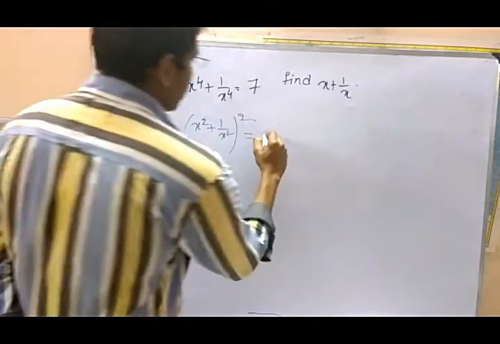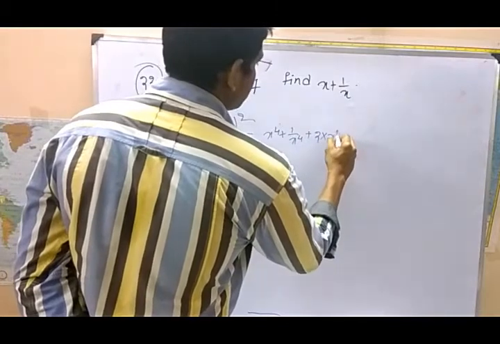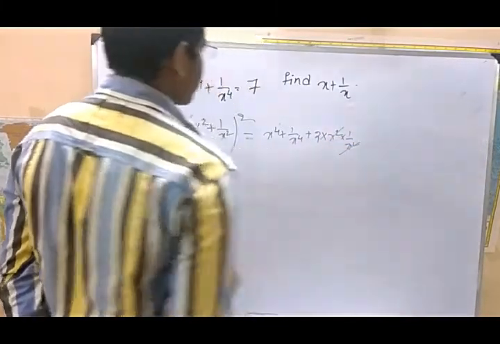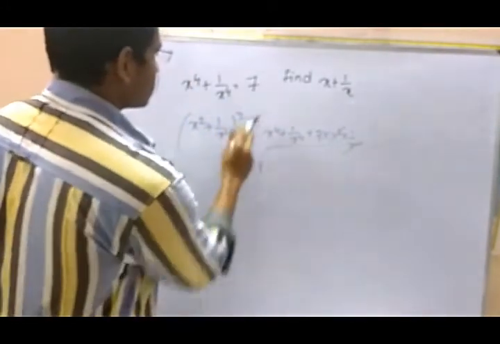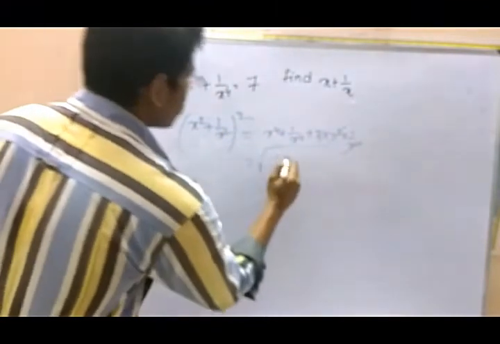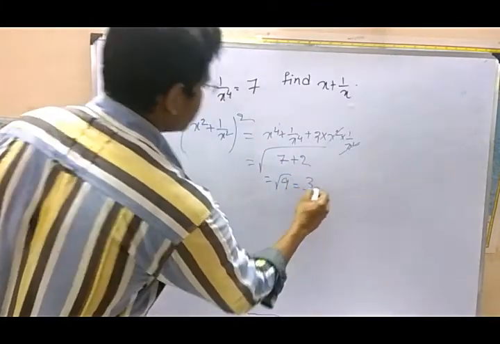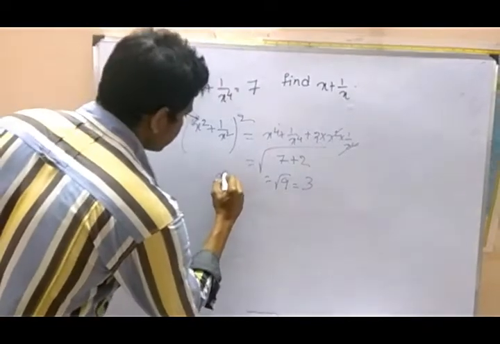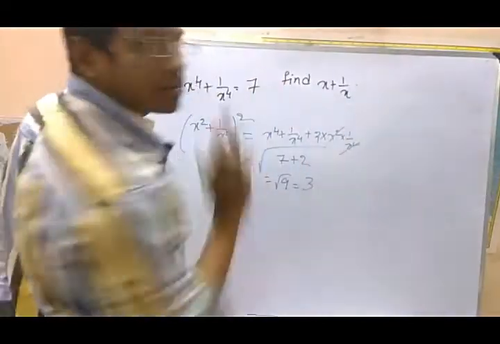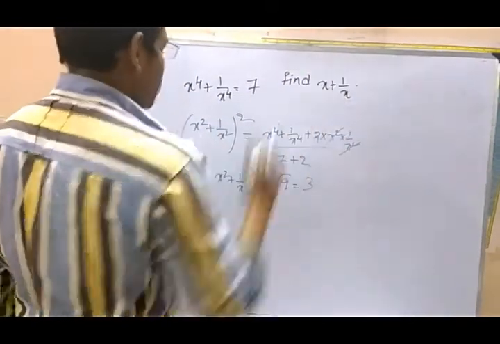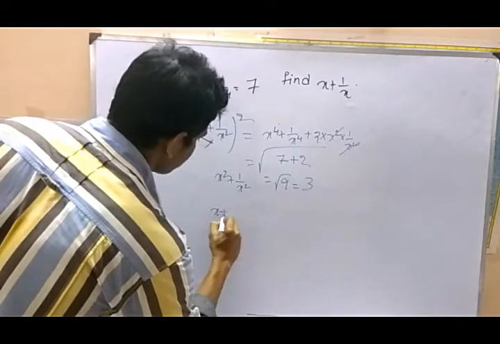Okay, square it. X power 4 plus 1 by x power 4 plus 2 into x square into 1 by x square. X square get cancelled. So what we are left with, x square plus 1 by x square root of, this square will go this side and becomes root. So what we have here, 7 plus 2. Plus 2 is root 9. Root 9 is 3. So what is this? X square plus 1 by x square. But we don't require this thing. We require x plus 1 by x. So in order to get x plus 1 by x, the same thing we need to apply here. So now take, we have x square, so we take x plus 1 by x now.